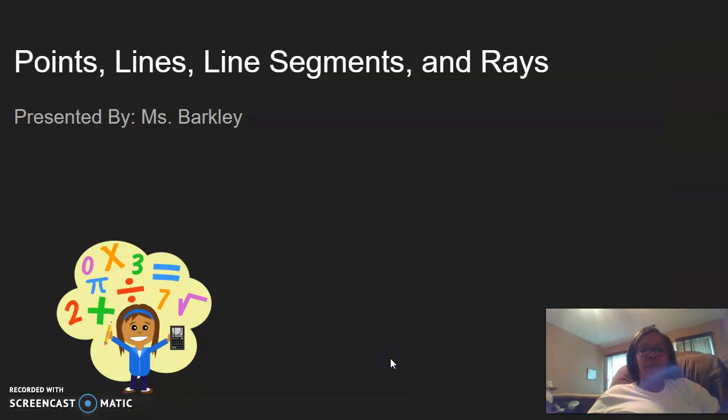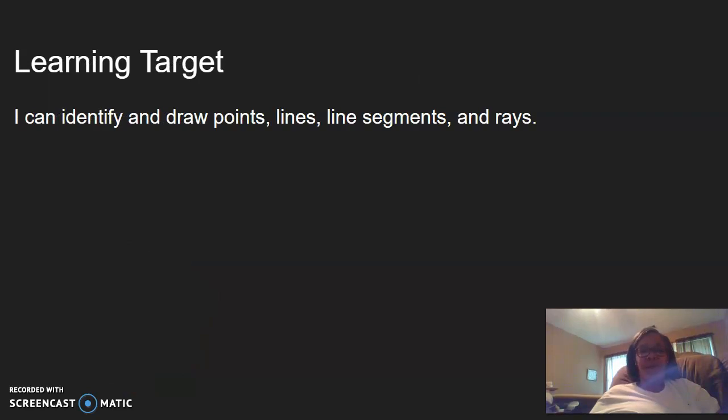Today's lesson is going to be over points, lines, line segments, and rays, as well as a few other geometry terms that you'll see. All right, our learning target is I can identify and draw points, lines, line segments, and rays.